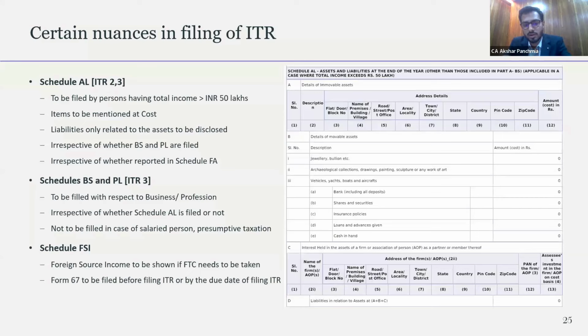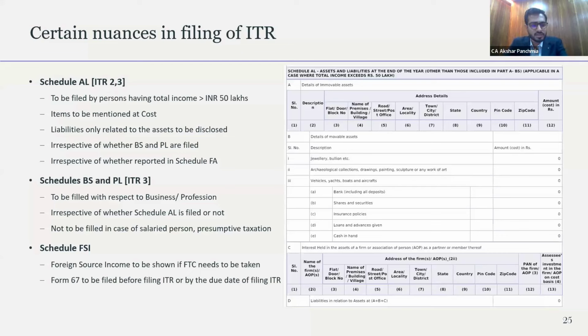The liabilities or any loans, etc., which are taken by the assessee in respect of the assets mentioned above only have to be mentioned. Any other liability taken on by the assessee is not to be mentioned over here. For example, if you take a personal loan for a trip, such liabilities need not be mentioned over here. However, if you have taken a loan to purchase certain paintings or certain immovable properties, then yes, the liability has to be mentioned.